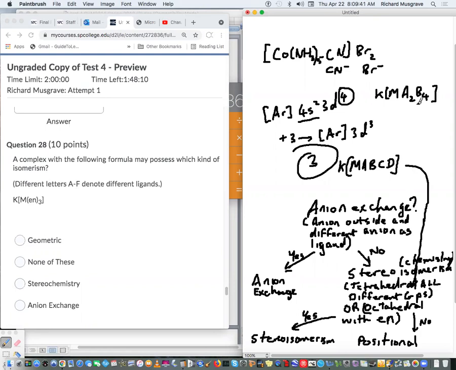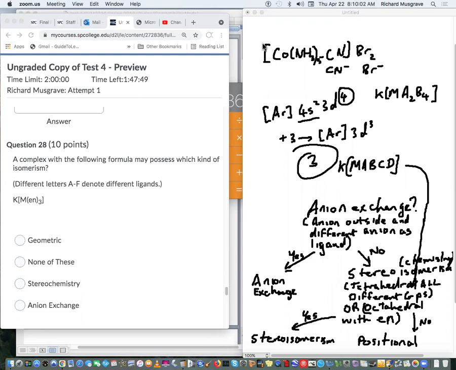All right, does anybody have any questions about stereoisomerism here? Or sorry, no, isomerism in general, I should say. All right, how do you feel about the isomerism here? Octahedral is 6, right? That's right.